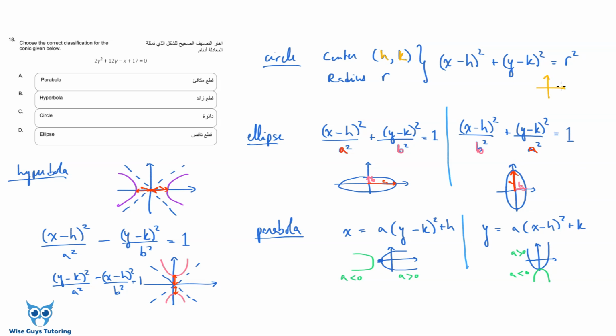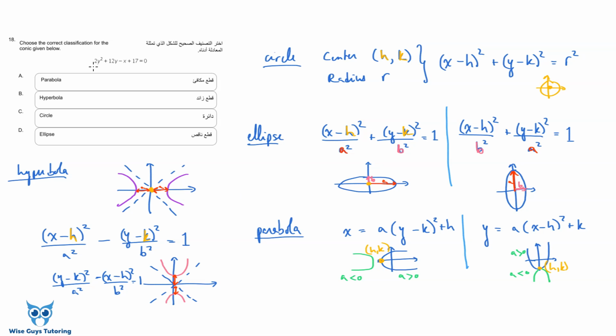Lastly, I just want to stress the center of the circle. I never drew the circle, but it looks like that. The center is (h, k), and in the ellipse also the center will be (h, k). In the parabola, it's the vertex that has the coordinates (h, k). It's not the center, it's the vertex that has coordinates (h, k). And in a hyperbola, again, it's the center that has the coordinates (h, k).